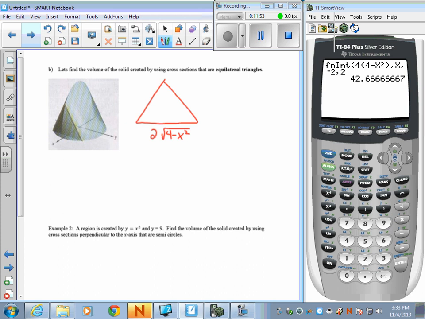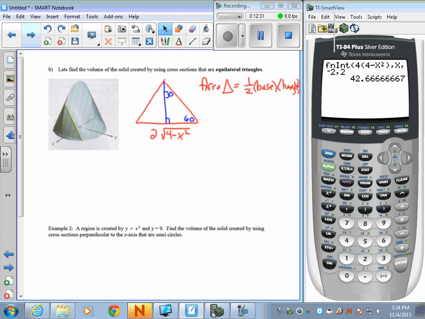Now, the problem is that the area of a triangle is 1/2 base times height. I'm partially happy with that because I know my base. My base is 2 times the square root of 4 minus x squared. However, I don't know my height, but I know my 30, 60, 90 rules. Do you? Yes, of course we know our 30, 60, 90 rules. And if this is an equilateral triangle, then each of these angles is 60. And when I draw in the altitude, the angle at the top is bisected, making that one 30.